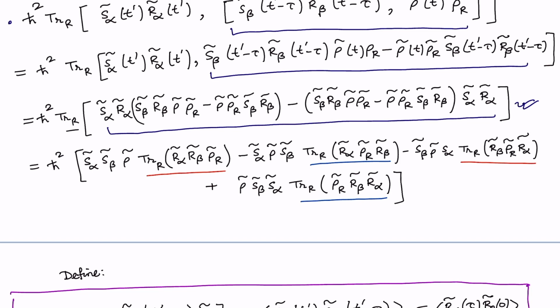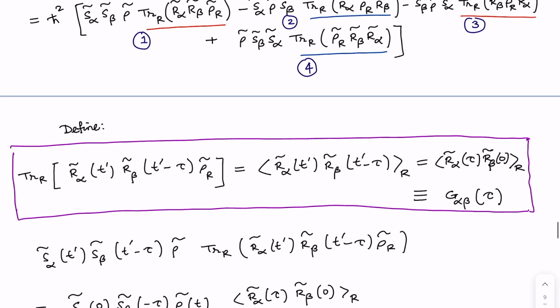Now in the next step, I am going to take the trace over the reservoir. So all the terms belonging to the reservoir I collect and then take the trace, and in total we are going to get 4 terms. So this is the first term, this is the second term, this is the third term, and this is the fourth term.